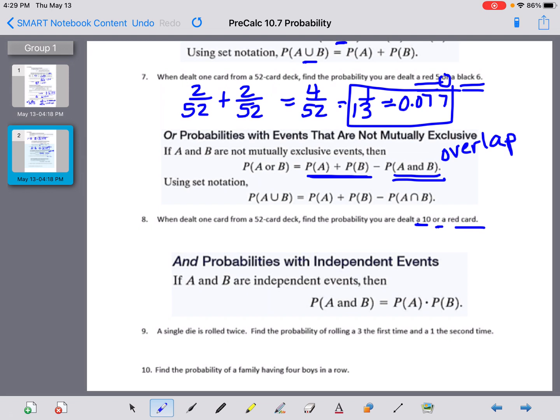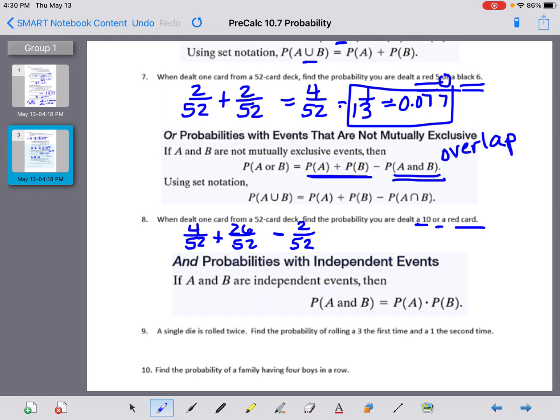What's the probability I'm dealt a 10? Well, there's 4 10s in my 52 cards. What's the chance I'm dealt a red card? Well, half of my cards are red, so 26 out of 52. I'm going to add those together, but then I'm going to subtract how many of those overlap. So how many of my 10s are also red? Well, 2 of them are. So I'm going to take away 2 of my 52 to get my probability here that this would occur.